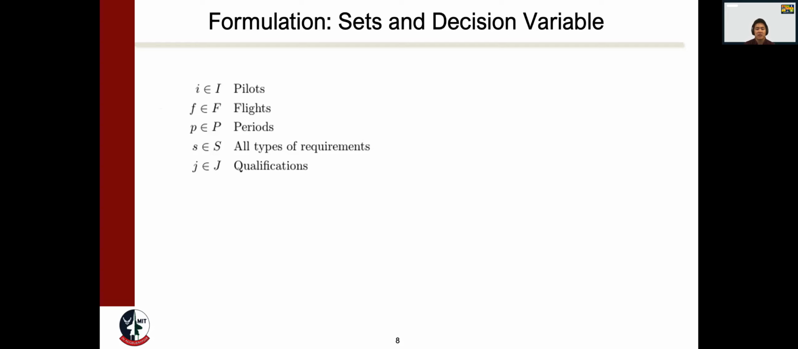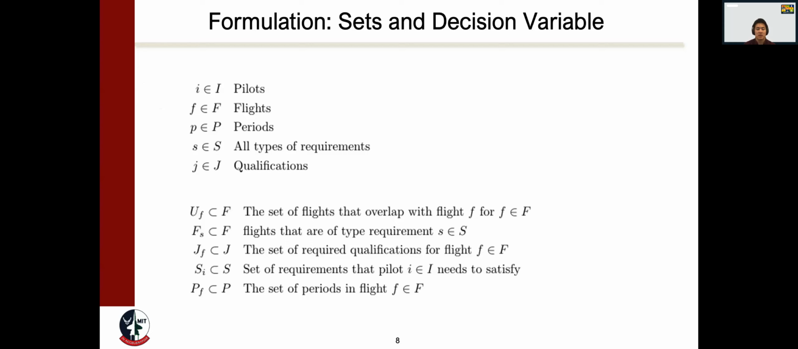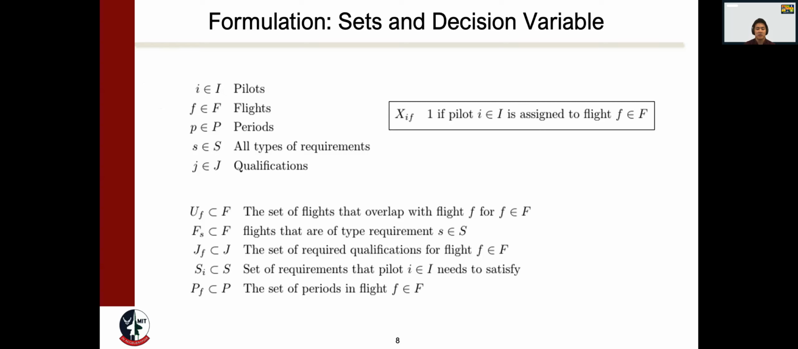Now, I'll walk through a mixed integer linear formulation for the crew scheduling problem. We first define sets for pilots, flights, time periods, types of requirements, which could be certain simulations, training, or mission types, and qualification levels. Several subsets will be used in the constraints or objective function. I won't go through all of them here, but I'll highlight some of them in the following slides. We also have our decision variable, which indicates whether a pilot I was assigned to a flight F.